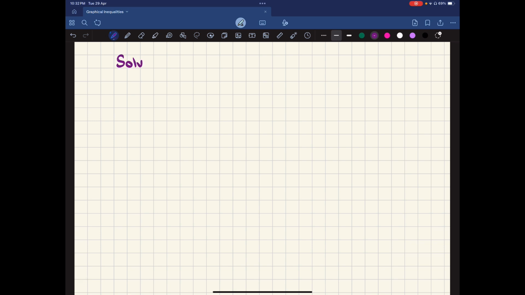So solve 15 minus 2x, which is greater than 21. Okay, so just like we solve equations, what are we going to do? I will take this negative 2x to the other side because generally I like dealing with positive numbers. And I will take this 21 to the left hand side.